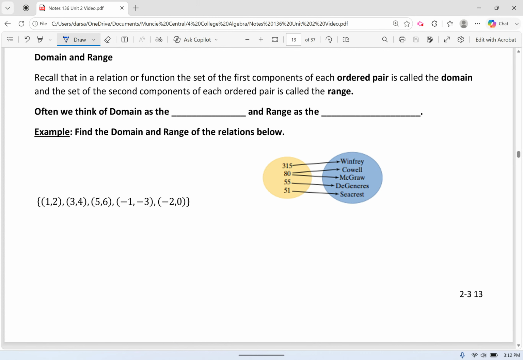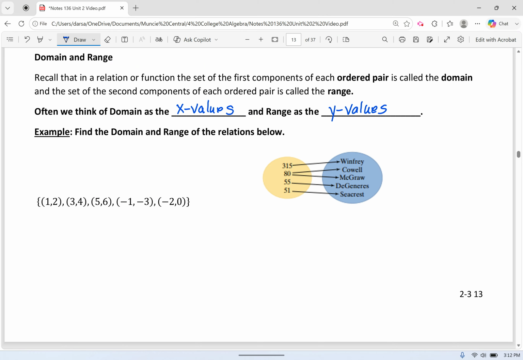So when we are looking at a function or a relation, we often think of the domain as the X values that we are plugging in and the range as the Y values that end up coming out as answers. Now, we need to be able to, given any map, any set of ordered pairs, any graph, and any equation, identify both the domain and the range.